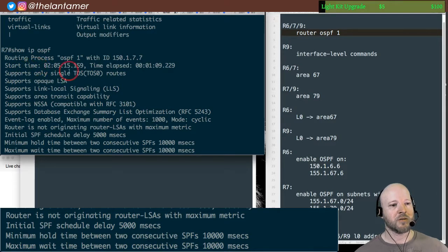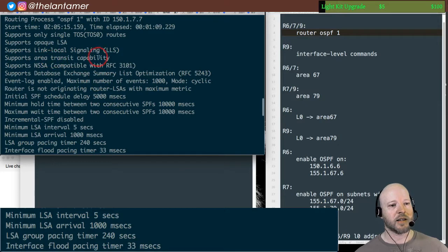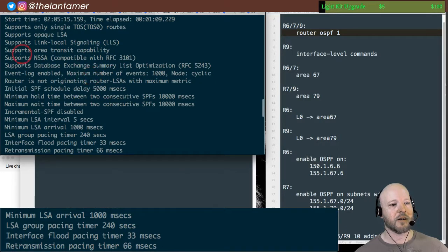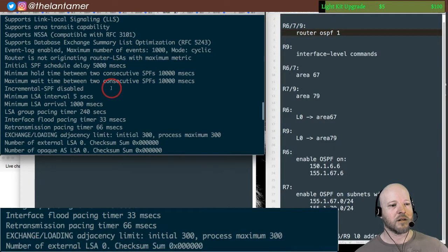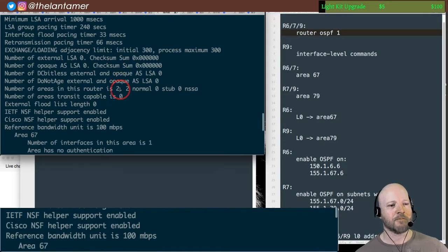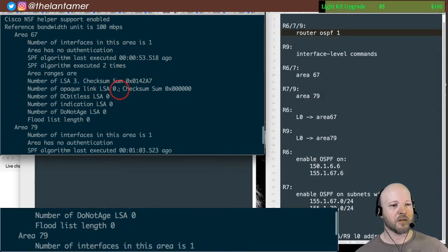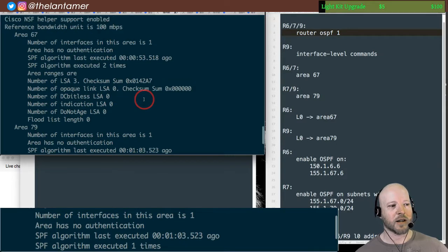Okay, so what do we see here? The start time, time elapsed, supports opaque LSA. We're not doing that. Link local signaling, supports area transit capability, which is what we're doing. Well, not really. We're not really a transit area, I don't think. We'll see. Initial SPF schedule delay. So there's a lot of stuff here. I'm not going to try to absorb all of this today in this first lab. Again, I'm just kind of getting familiar with what I can see here.